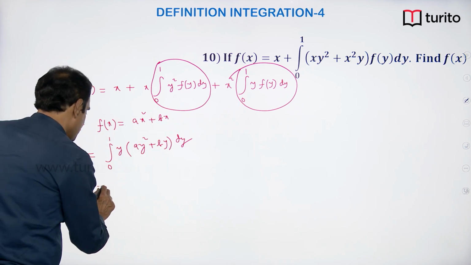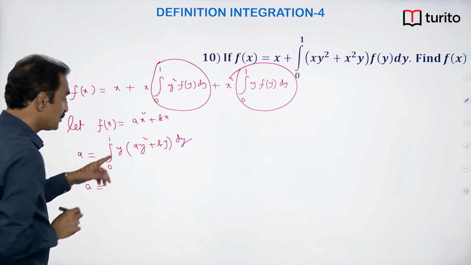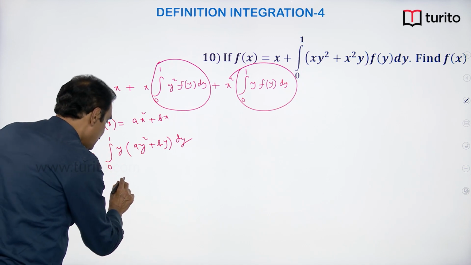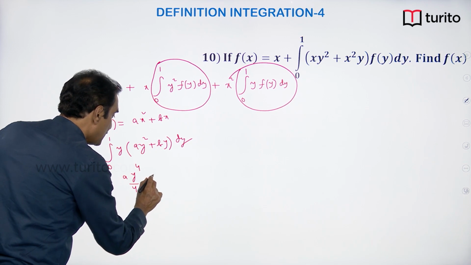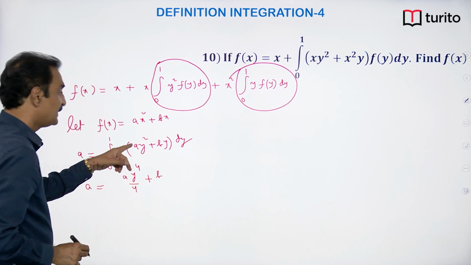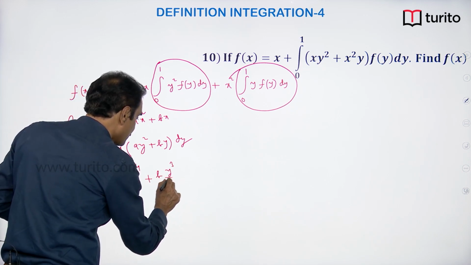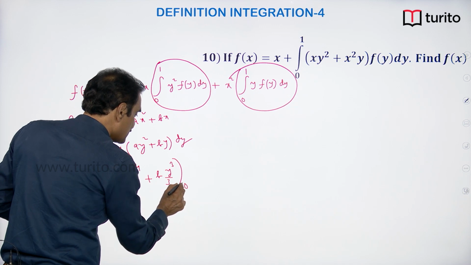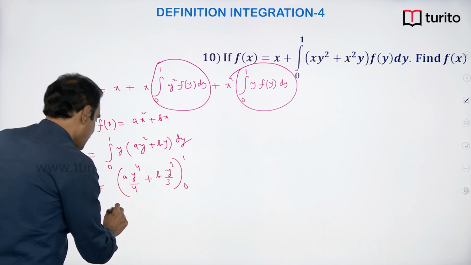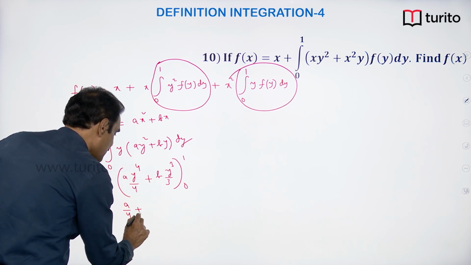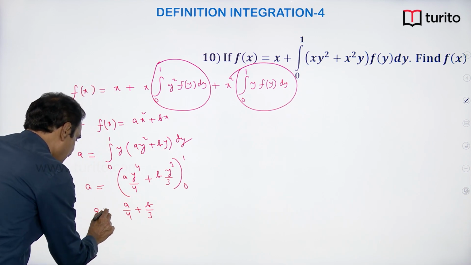Now if you simplify this relation, this is a into y cube. What is the integral? A into y power 4 by 4 plus b into y square, its integral is y cube by 3. Now limits 0 to 1. If you substitute limits 1 and 0, you will get a by 4 plus b by 3. It is equal to a.